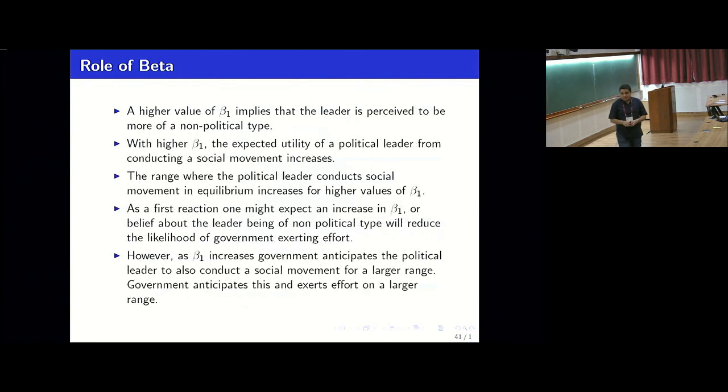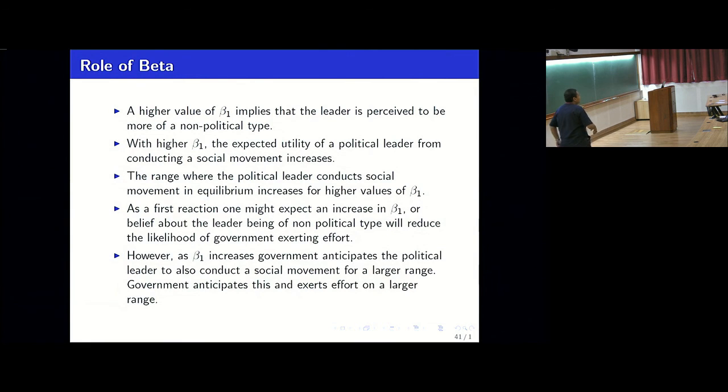What is actually interesting is something more than that, so this is what I'll say and finish off. One result is that for intermediate ranges, the leader takes this path of gradualism. But what is more interesting is that as the prior belief about the leader being non-political increases, we find the government puts in more force when it sees a social movement in the first period. So you believe that the leader is more likely of the non-political type, but why are you still attacking the social movement in the first period?